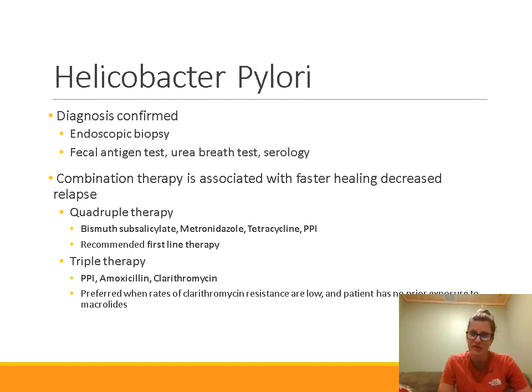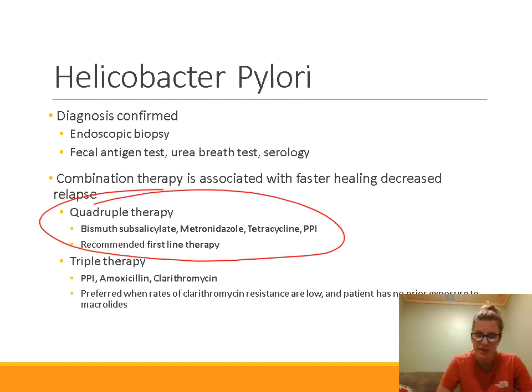Combo therapy is associated with faster healing as well as decreased rates of relapse of H. pylori infection. Quadruple therapy is the recommended first-line therapy. Quadruple therapy includes the use of bismuth subsalicylate, which is protective, and then metronidazole and a tetracycline antibiotic, and finally a PPI, a proton pump inhibitor like omeprazole, in order to decrease the amount of acid that's being secreted in the stomach. Again, this is the recommended first-line therapy. Bismuth subsalicylate, which is like Pepto-Bismol, metronidazole and tetracycline to kill the bacteria, and then a proton pump inhibitor like omeprazole to protect the stomach by decreasing acid.